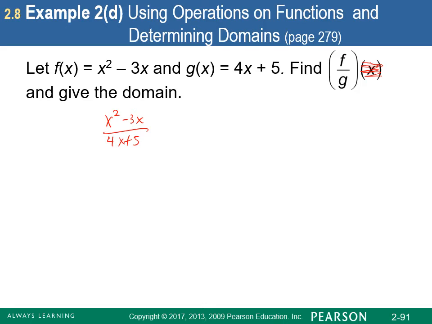So in the top, if I were to factor the x squared minus 3x, that would be x times x minus 3. 4x plus 5 does not factor. So unless we have something that's identical, which this is not, then we're through. So again, this one was through in the very first step, just by putting the f on top and the g on bottom.